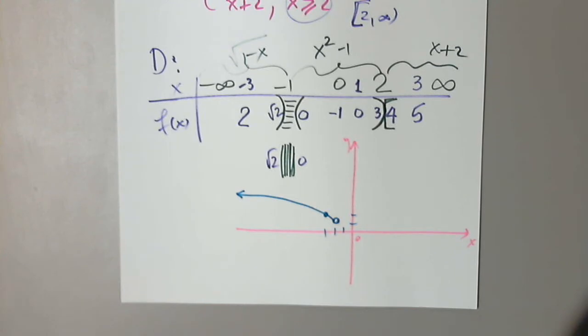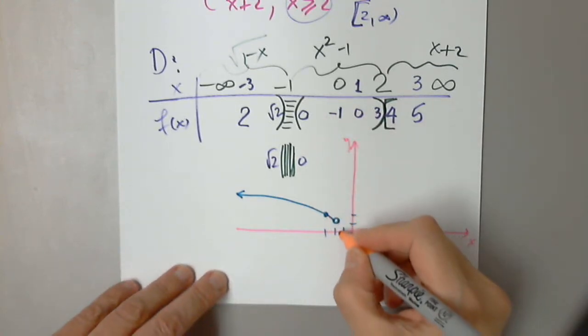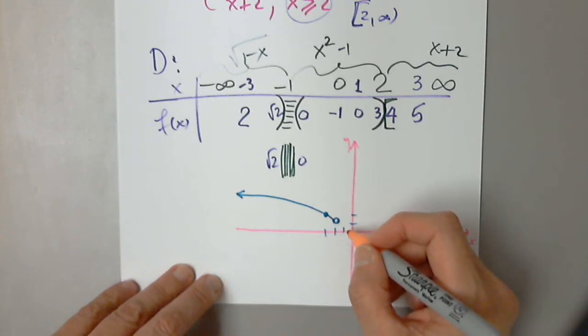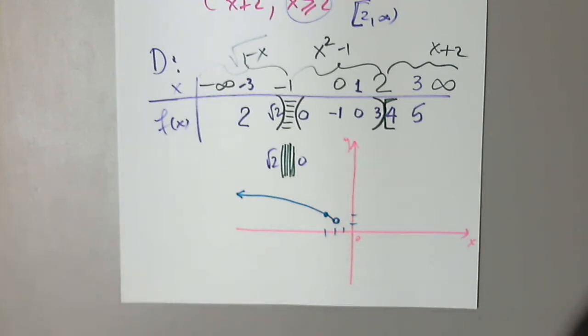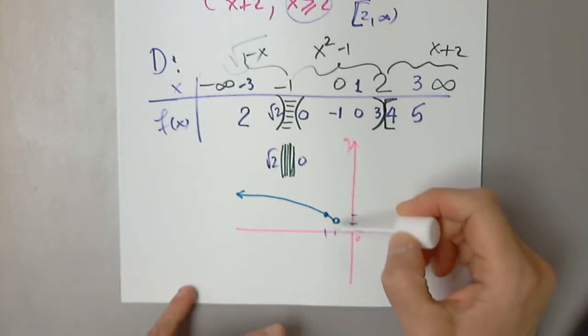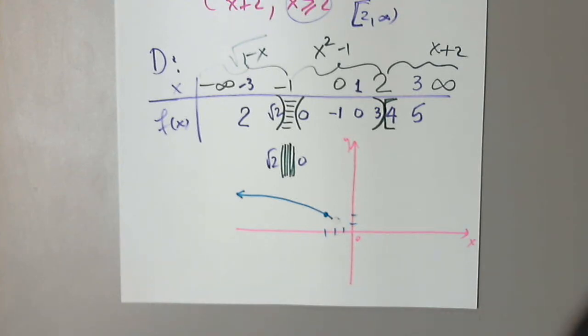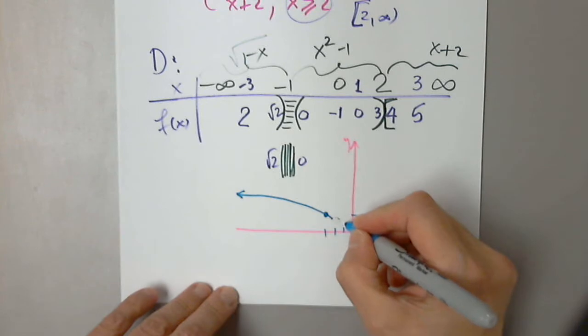The next piece starts at negative 1, 0, which is... I'm sorry, I just realized I didn't go far enough. It goes to negative 1. I stopped at negative 2 by mistake. I'm sorry. It's right here.